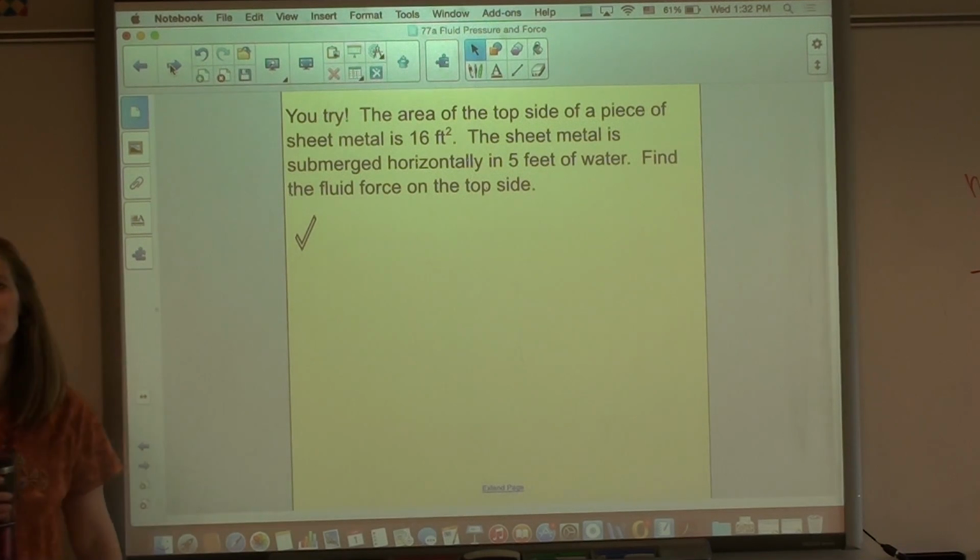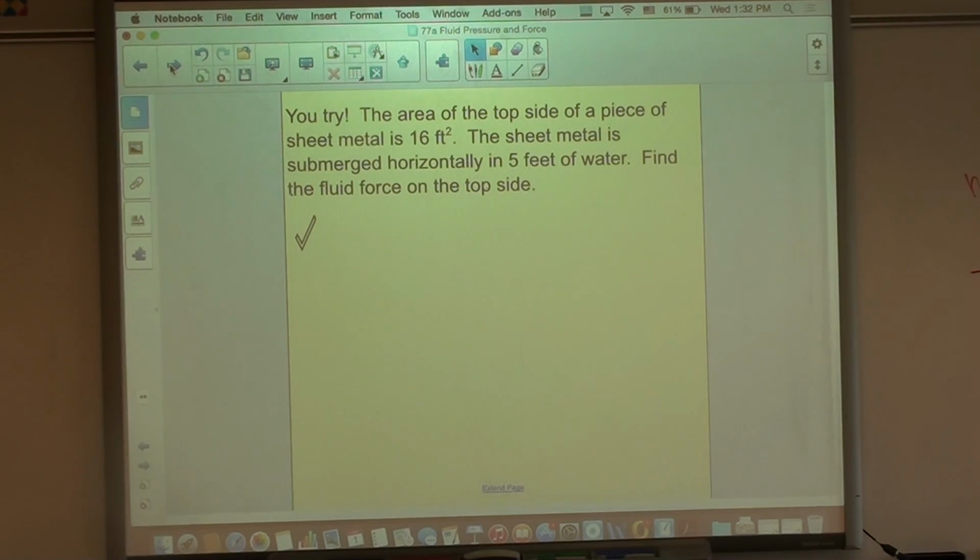Okay, so you try. The area of the top side of a piece of sheet metal is 16 square feet. The sheet metal is submerged horizontally in 5 feet of water. Find the fluid force on the top of this metal sheet. So take a moment and see if you can find it.